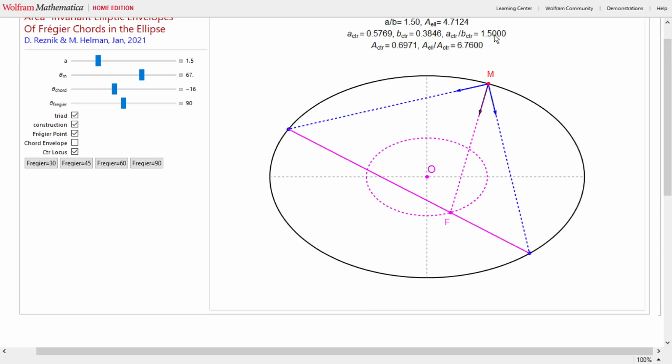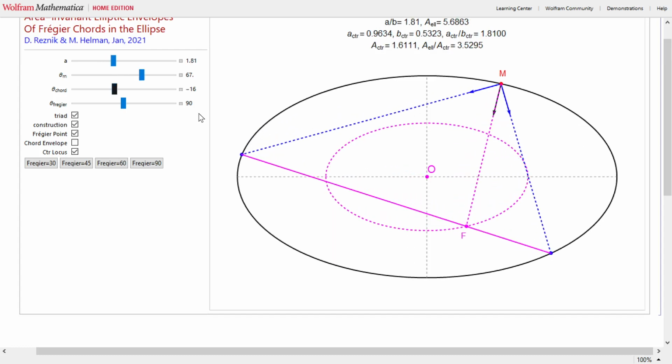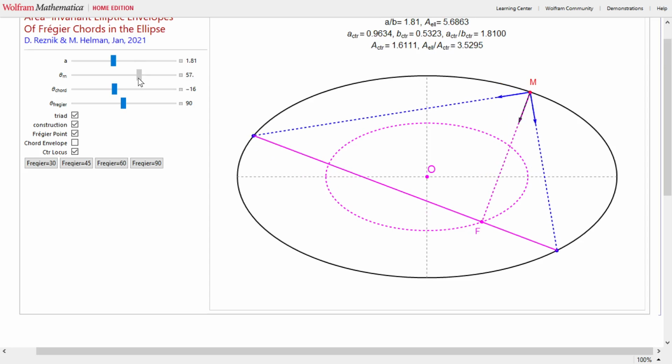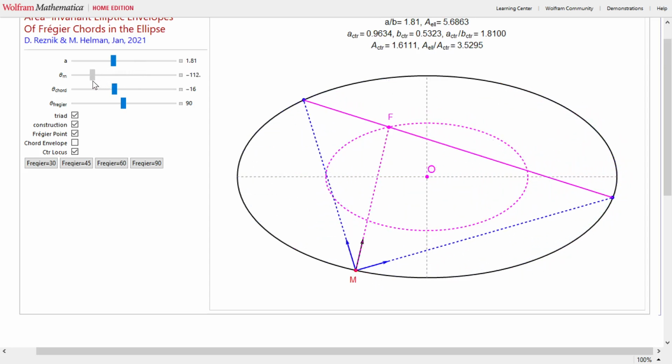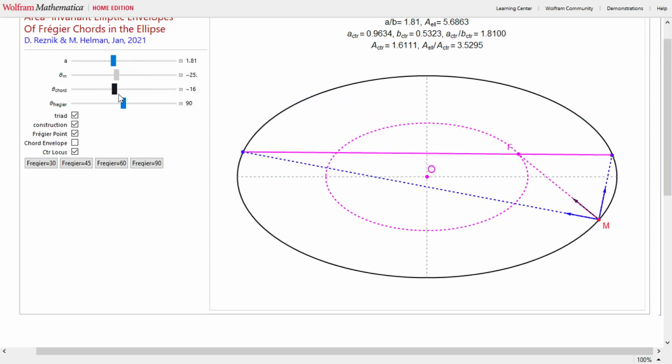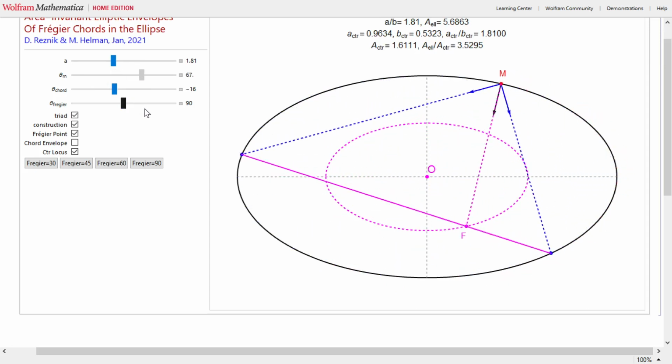You can see here that the axes of this ellipse have a ratio that is equal to the a over b of the outer ellipse. In this case it is 1.5. So if I change my aspect ratio, I just move the entire picture, now I have an outer ellipse that has an aspect ratio of 1.81, and lo and behold, the locus of my Frégier point over all M is an ellipse, concentric, axis aligned with the same aspect ratio. So that's a pretty neat phenomenon right there.